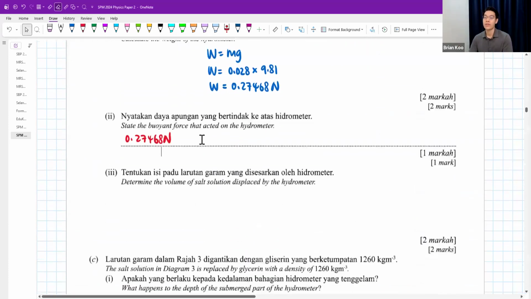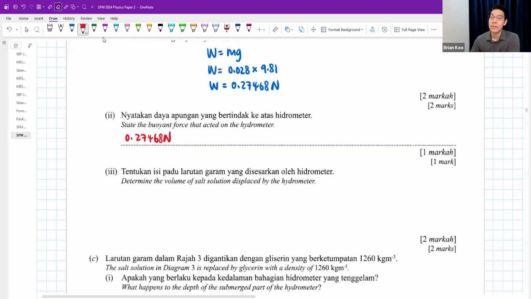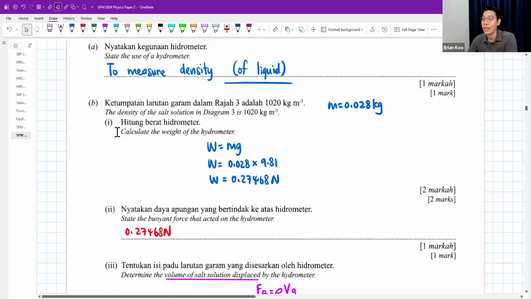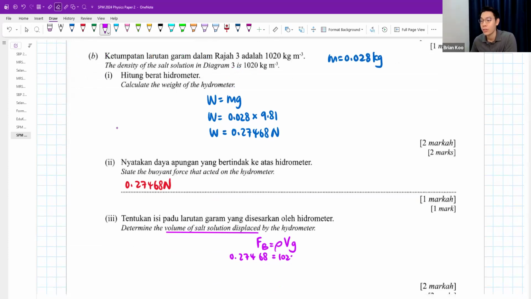Then determine the volume of the salt solution displaced. If you are fast, you will tell me, teacher, I know this is talking about the buoyant force formula, FB equals rho Vg or V rho g, up to you. The density of liquid is 1020. That's from the question. I want to find the volume displaced. The g value is 9.81. So make sure everything is in SI units: newton, kg per meter cube, and 9.81 is meter per second squared. And so your final answer later will be in SI unit also.